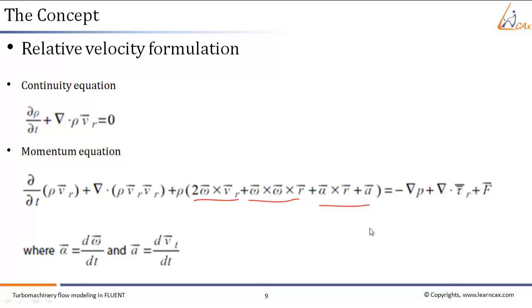In addition, we also have the viscous stress, which is tau r, and this particular term is similar to the original momentum equation, except that we have used relative velocity in this. So this is tau r. So this is the new momentum equation which is obtained after transforming the inertial frame to the moving reference frame. In this, alpha term is the time rate of change of rotation velocity, and A term is the time rate of change of translation velocity.